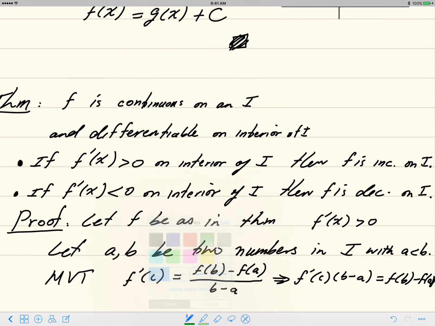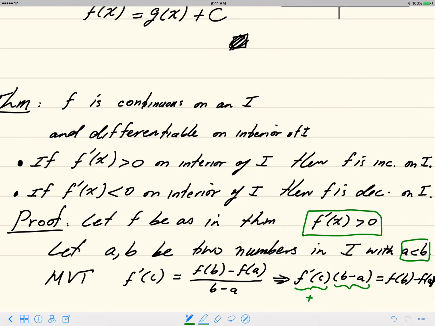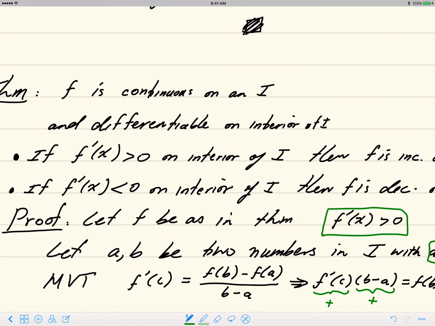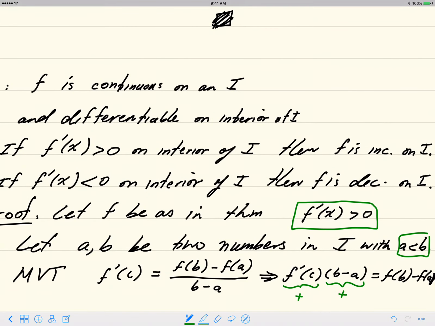But this is always positive because that's what we're saying. The assumption is that the derivative is positive. Then a is less than b, so b minus a must be what? Also positive. And positive times positive is positive. So the right side must be positive. So in other words, f of b minus f of a must be positive, which in other words means that f of b is greater than f of a.